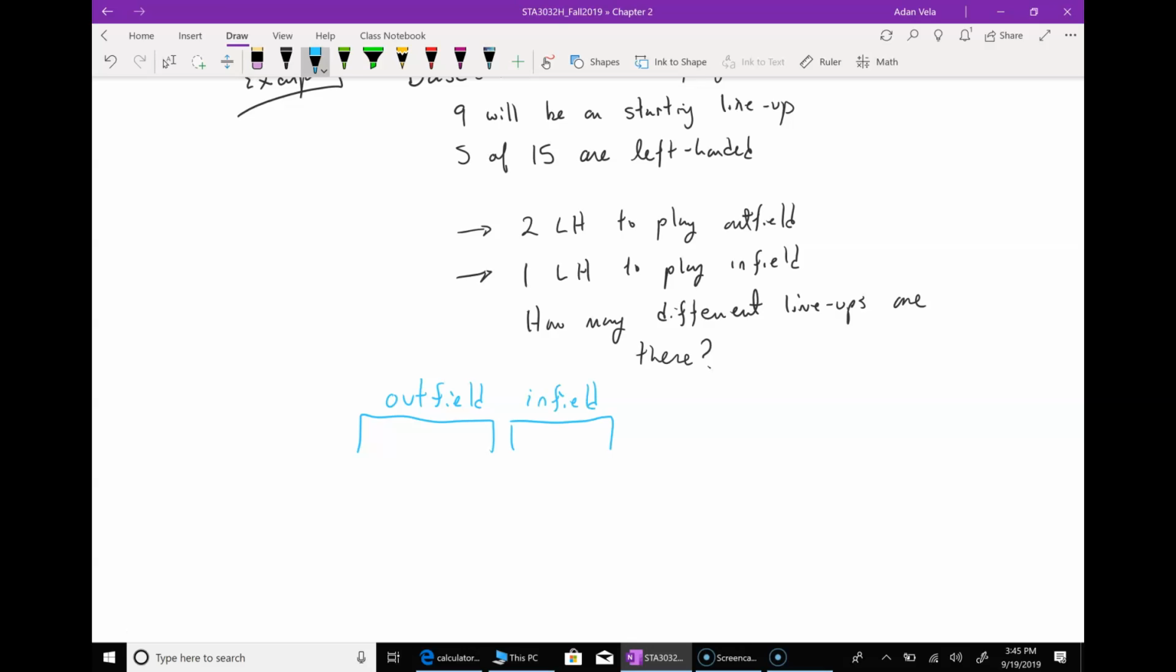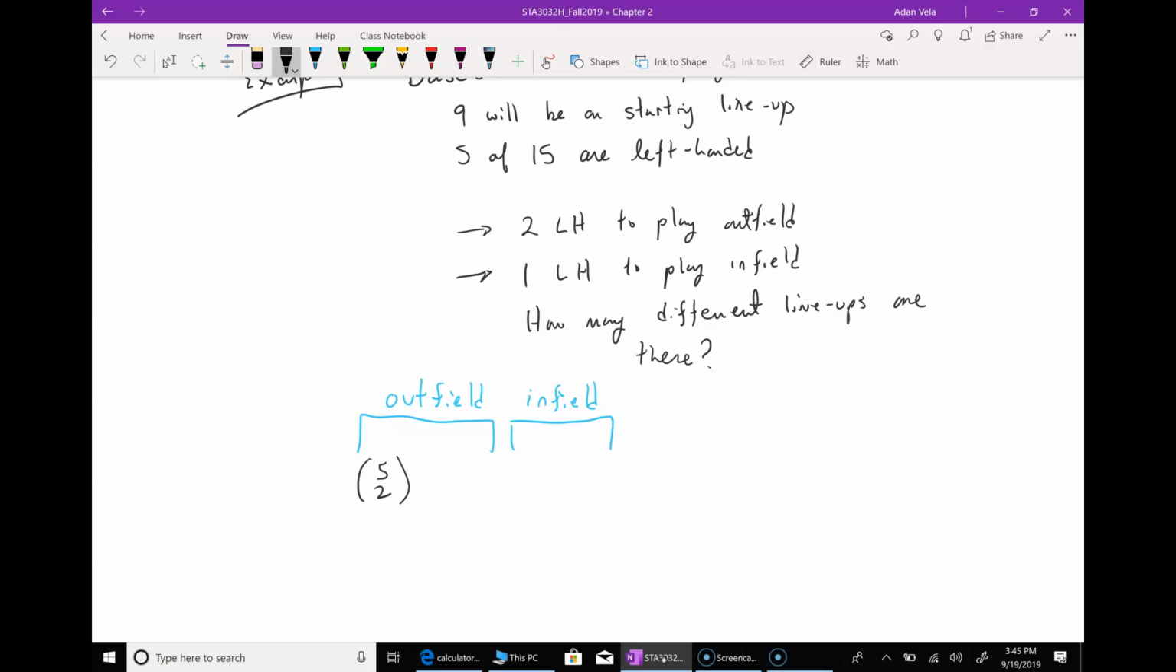All right. So in the outfield, I'm going to put two left-handed players there. That means I have to pick two of my 5 left-handed players. All right? And so that's where I get 5 choose 2. So from 5 left-handed players, I'm going to pick 2 to show up in the outfield.